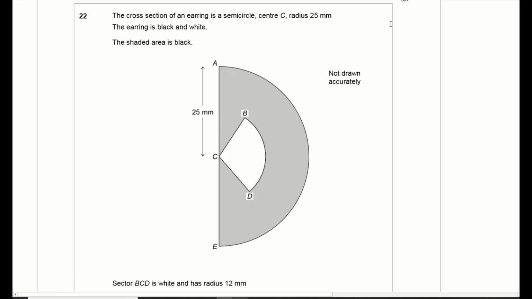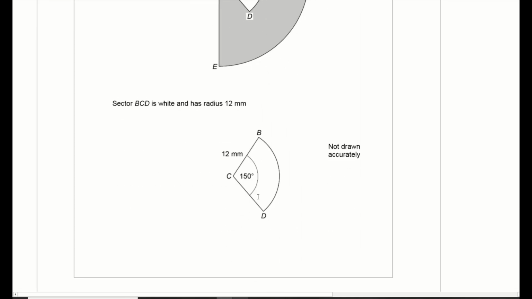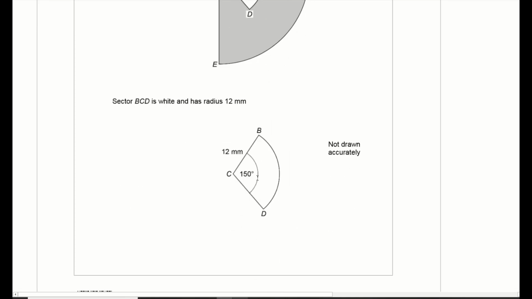Question 22. The cross section of an earring is a semicircle, centre C, radius 25 millimeters. The earring is black and white. The shaded area is black. Okay, so we can see here that we've got a semicircle there of radius 25 millimeters, and we've also got this sector here, CBD. The sector BCD is white and has radius 12 millimeters. Also note the angle here is 150 degrees.